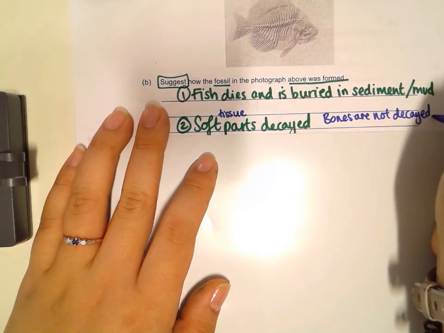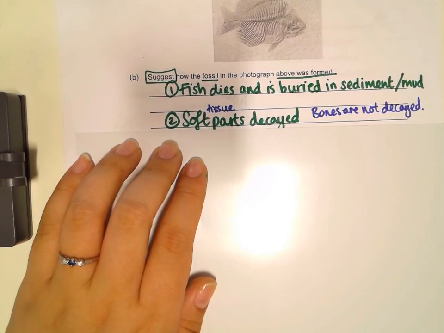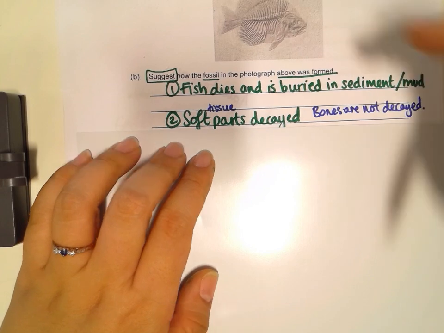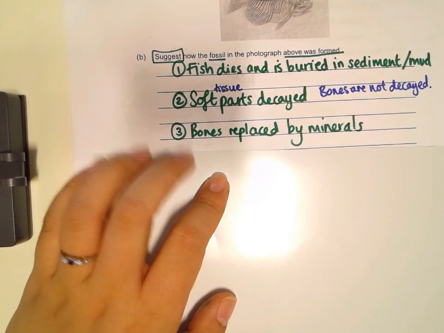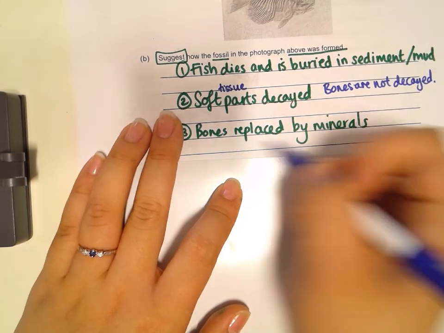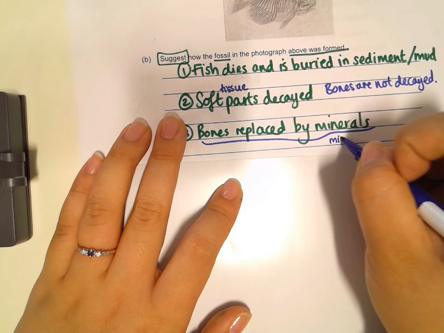Make sure you're writing, when I write with a blue pen, you're using a blue pen, and if I'm using a green pen, you are using a green pen as well. Finally, the bones are replaced by minerals. Another word we could give this process is actually called mineralization.